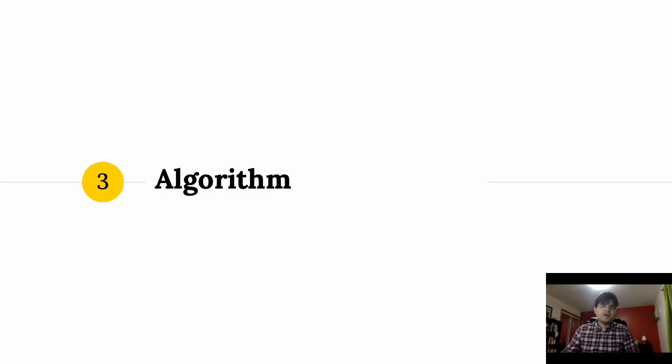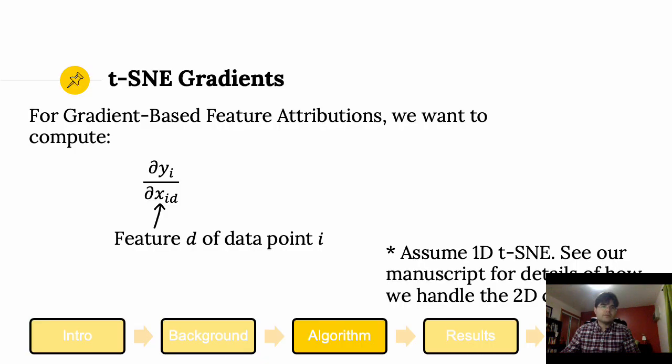Let's talk about the algorithm that we're proposing. Essentially, we want to compute this thing here. This is the gradient of the t-SNE output with respect to one of its input features, in particular, a feature of a particular data point. And here we're going to just assume a one-dimensional t-SNE. You can see the manuscript for details for how to handle the 2D case. It doesn't really change the math very much.